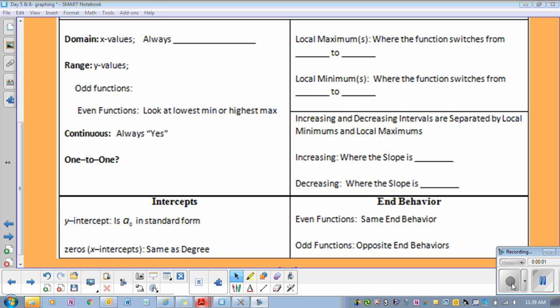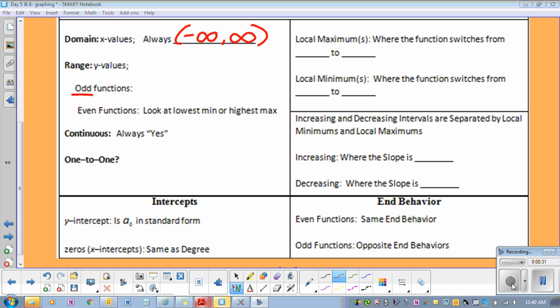Continuation from last class, just day 6. We're doing more on graphing, right? More stuff on polynomials. So, important features: the domain is the x values, right? Always all real numbers. Okay, so your range is, of course, talking about the y values, right? From the bottom to the top.